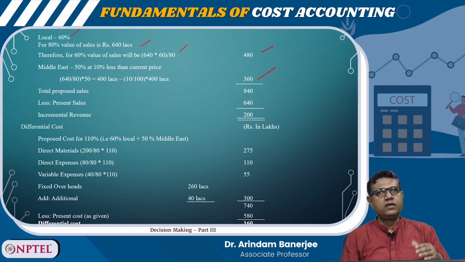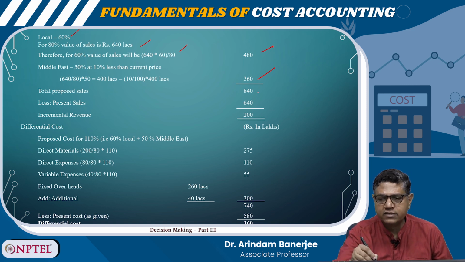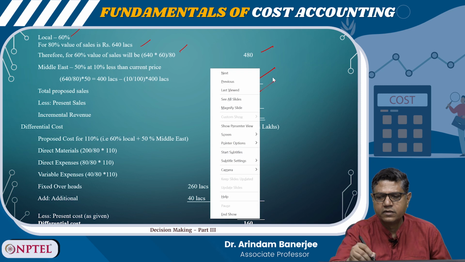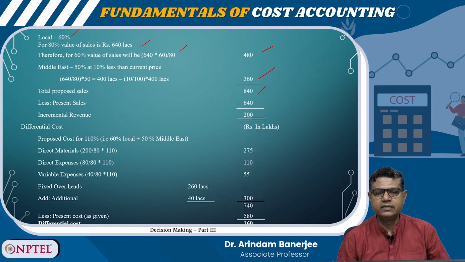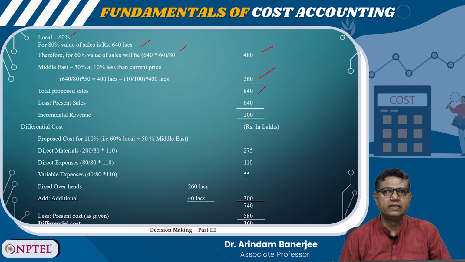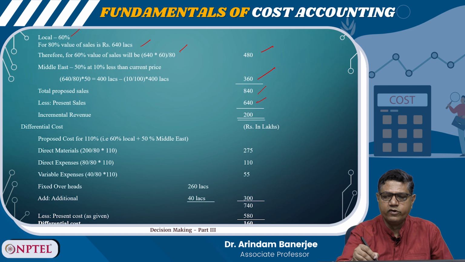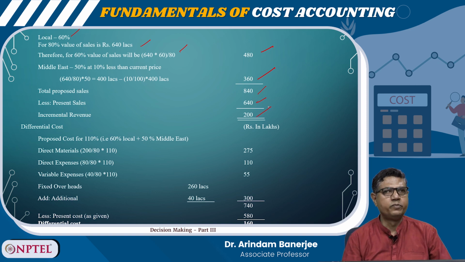Now, proposed is 60% local and 50% export. So, if we do that, then the total proposed sales will be the total of this, which is 840, less the present sales. The present sale is 640, as given in the question. So, incremental revenue will be 200 rupees lakh.